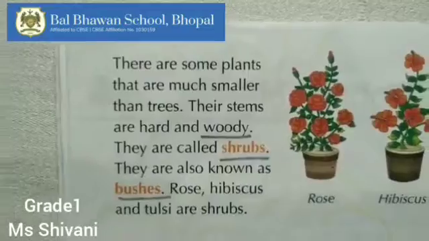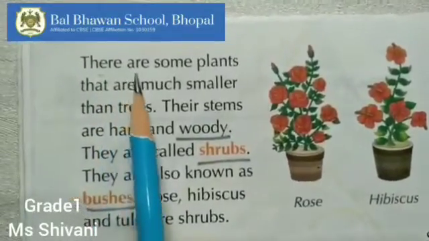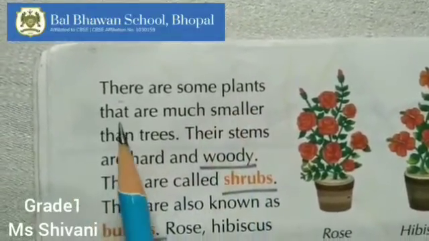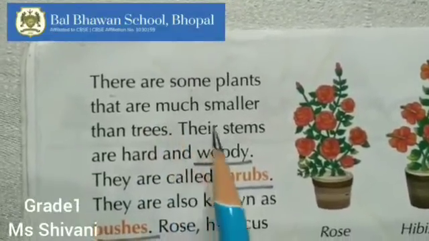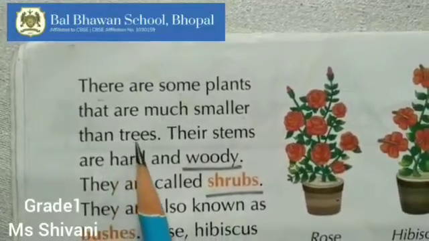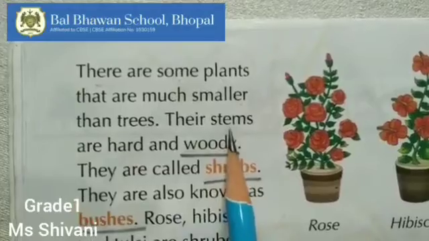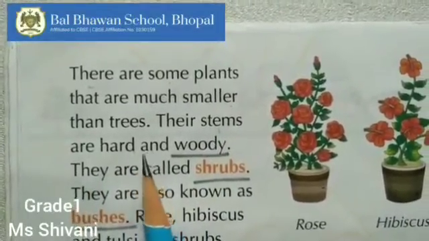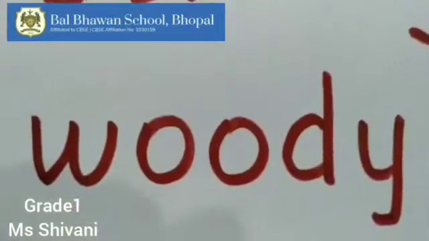Now on the next page, there are some plants whose stems are hard and woody. Woody. The spelling of woody is W-O-O-D-Y. Woody. They are called shrubs. S-H-R-U-B-S. Shrubs have very hard and woody stems.